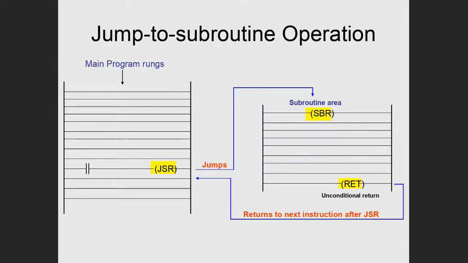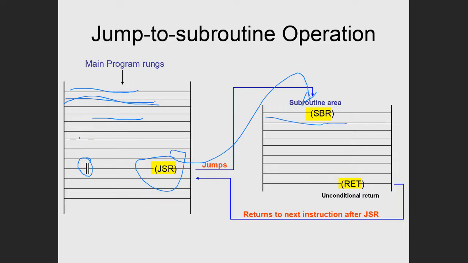And notice that this jump to subroutine is conditional. So it's mapped to some sensor, some switch out in the field. And as you run through your program, if this rung right here is true, then this jump to subroutine, this JSR, is true, and it'll actually jump out of your main program over to your subroutine. It'll run whatever you have in that subroutine file.